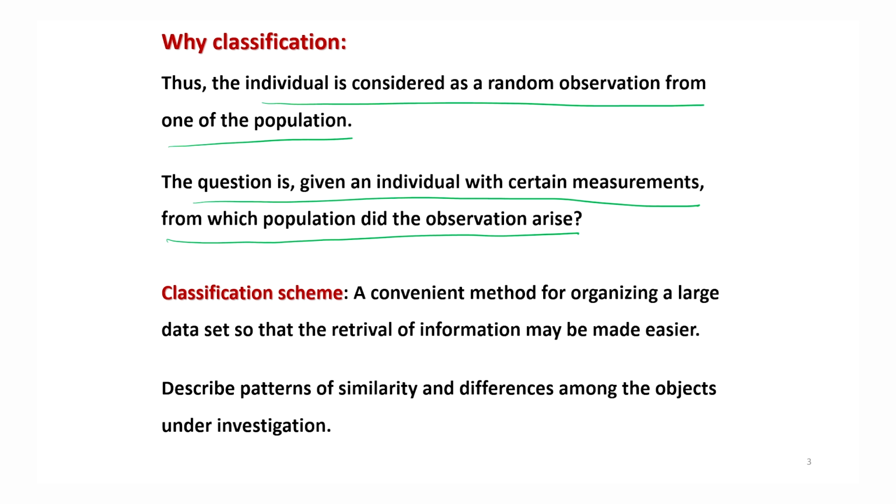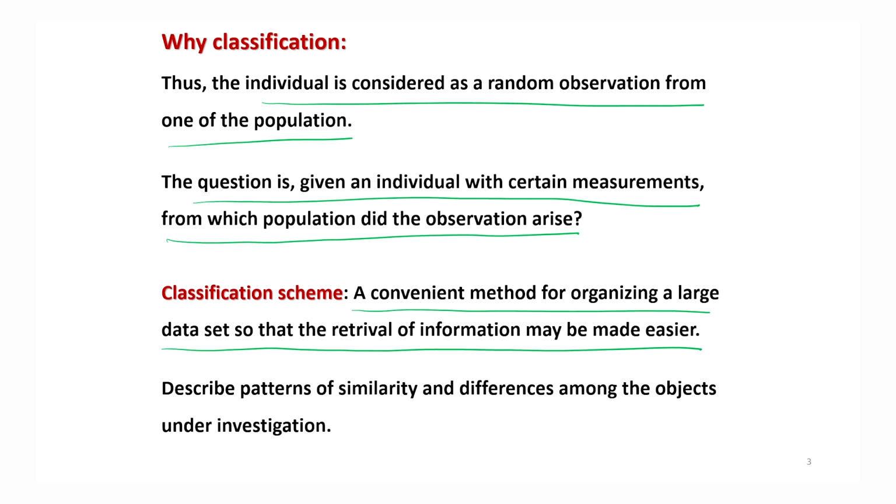Similarly, looking at the examination scores of mathematics and biology, we would like to classify the student into one of two populations: one population of students from a biology background, and another population of students from a mathematics background. So this classification scheme is a convenient method for organizing a large data set so that the retrieval of information may be made easier.